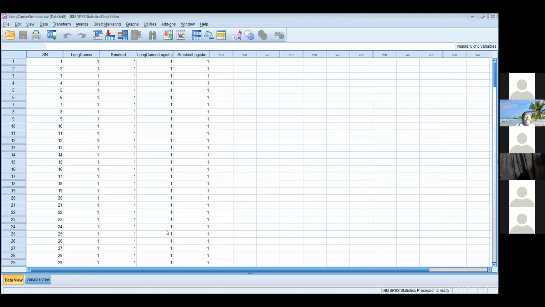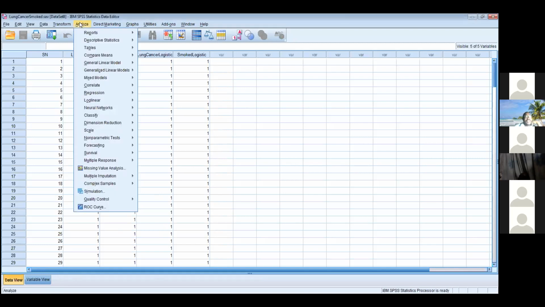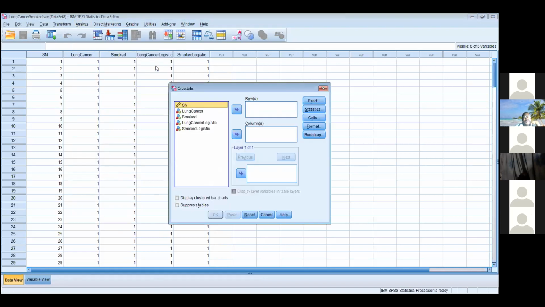Let's quickly run this one. This is lung cancer, smoke. Yes. So go quickly and do the same thing. Just the risk. Just give us the result. Go to crosstabs. So smoke is the row, it is still the exposure, and lung cancer is the outcome.